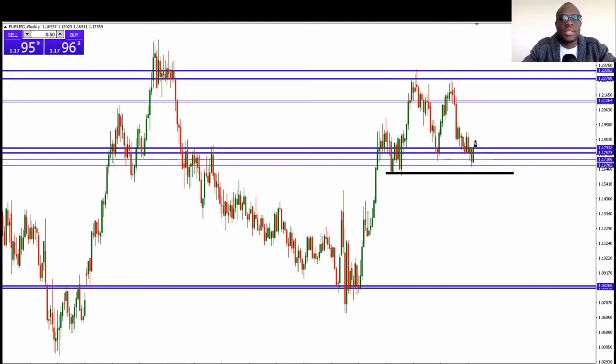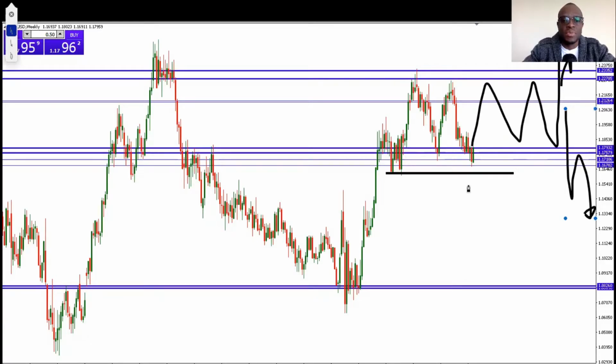1.08260. Then structure wise, we can also expect that the price can range between these two zones, 1.17932 and 1.22785, right, before breaking either to the upside or to the downside. So these are the movements that we'll be expecting on the weekly chart.